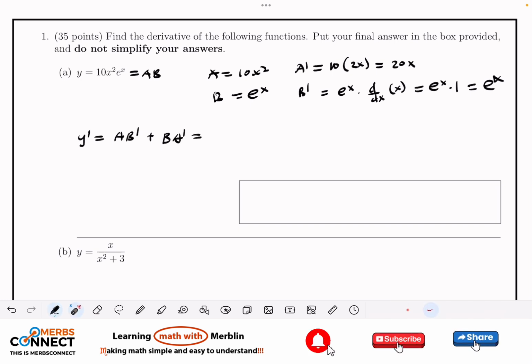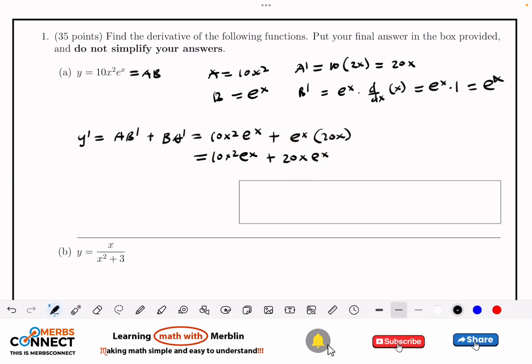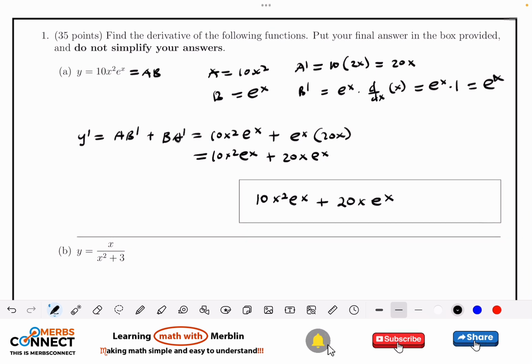Any of them, you can just do it straight and go. What is A? This is A. What is B prime? This is B prime. So we have 10x squared e^x plus, what is B? This is B. What is A prime? This is A prime. So we have e^x times 20x. I can simplify this and write it as 10x squared e^x plus 20x e^x. This is my final solution, so I write it here: 10x squared e^x plus 20x e^x. This is the derivative for the first question.